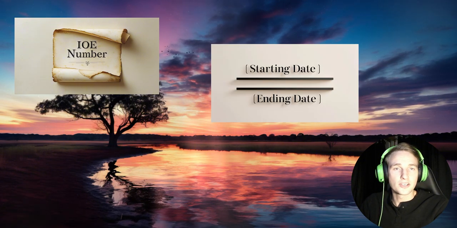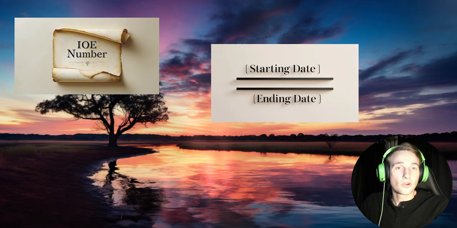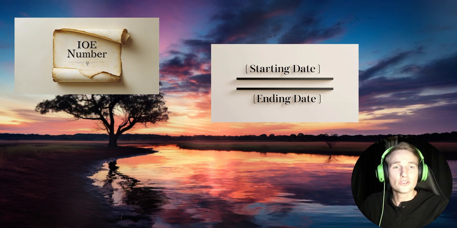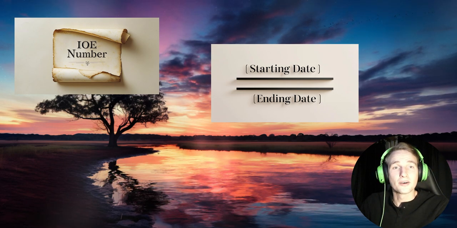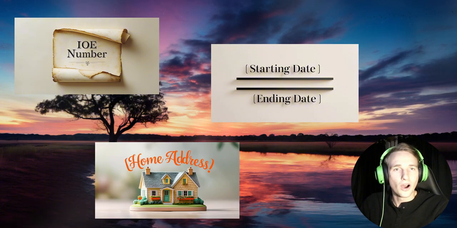You're going to need your IOE number, which is also classified as your petition number. You're going to need to know your contract starting date and your contract end date, as well as the location where you will be staying. It's good to know where the farmer's location is or his company's location and where your home address is.